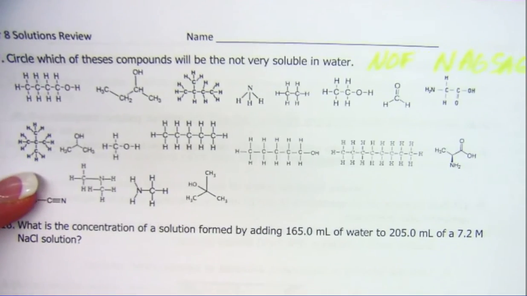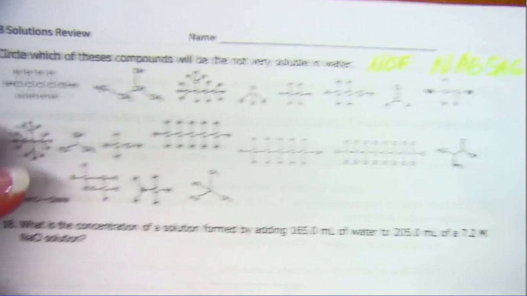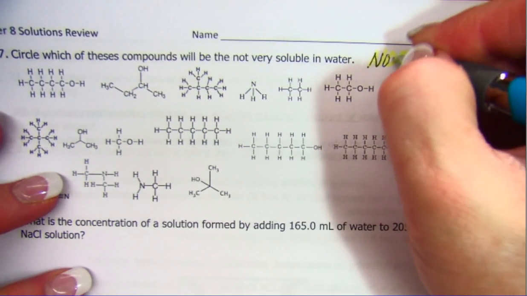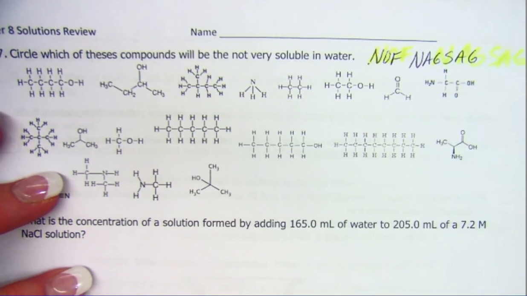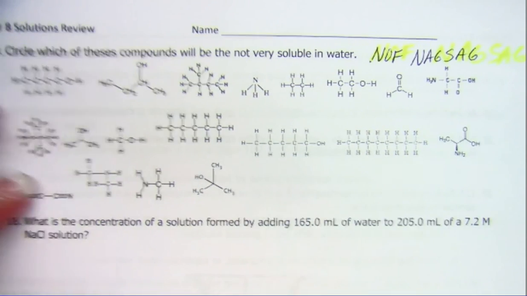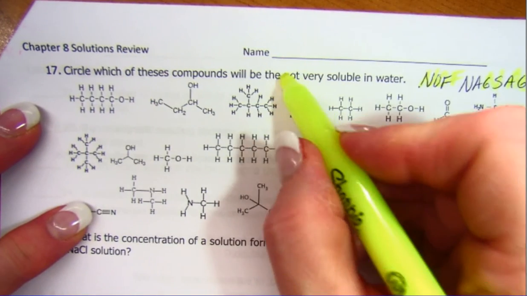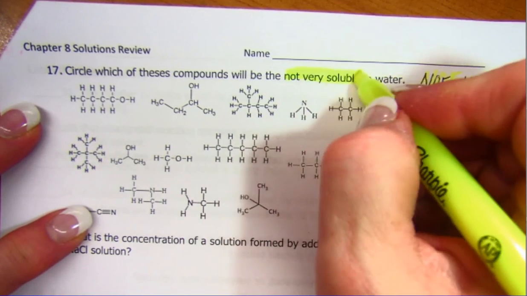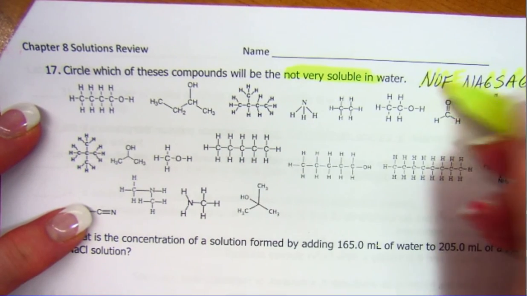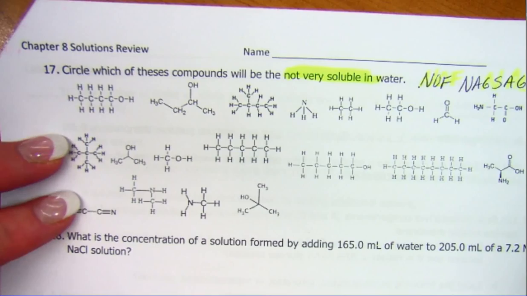So we're looking at both of these two things, and that did not look very good. So let's try this over again. NOF and NaG, SaG. All right, so not very soluble in water. Be careful, this is a "not." So if it has NOF or NaG, SaG, then it's going to be soluble in water.